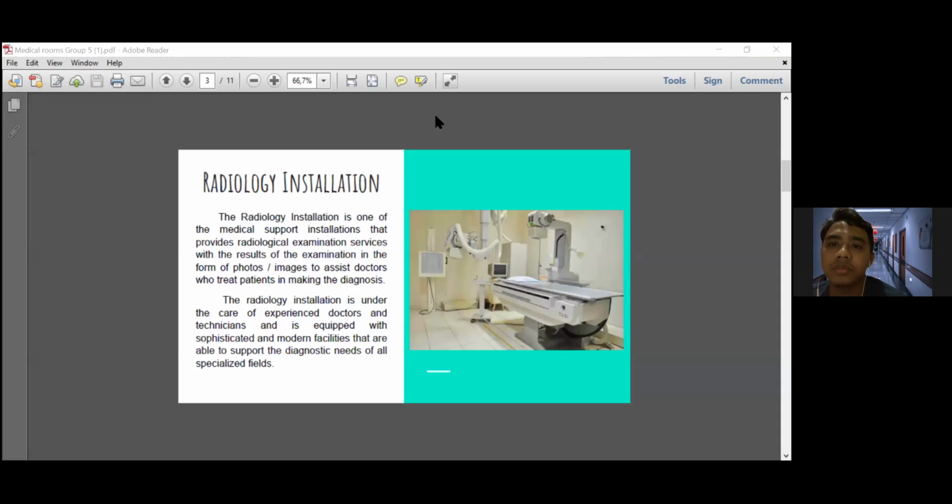To medical room, I'm explaining the radiology installation. The radiology installation is one of the medical support installations that provides radiological examination service with the result of the examination in the form of photos or images to assist doctors who treat patients in making the diagnosis. The radiology installation is under the care of experienced doctors and technicians and is equipped with sophisticated and modern facilities that are able to support the diagnostic needs of all specialist fields.